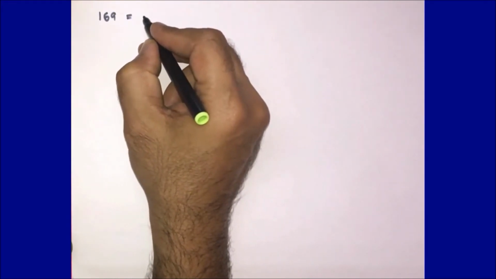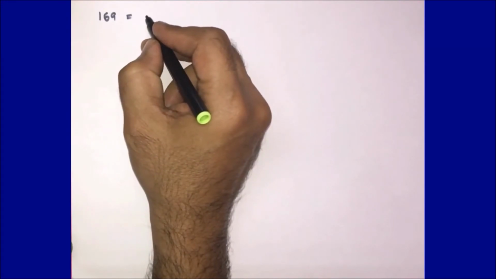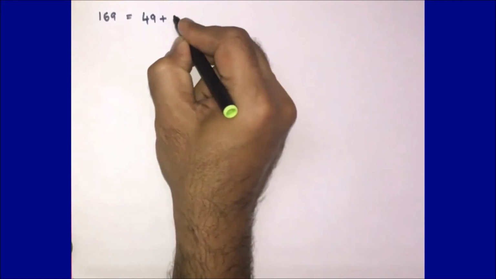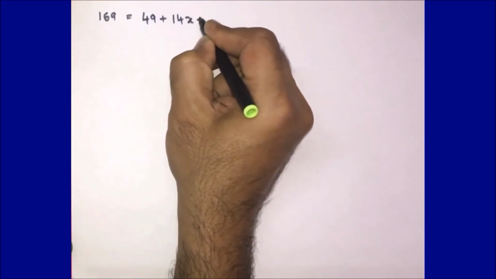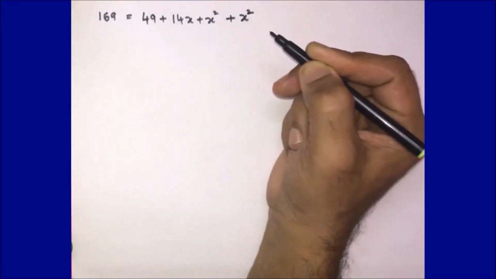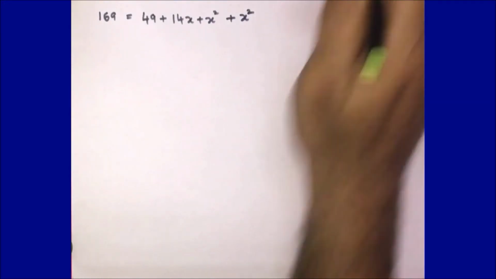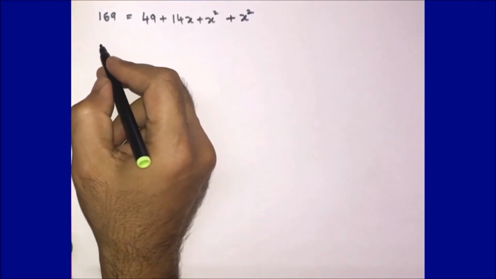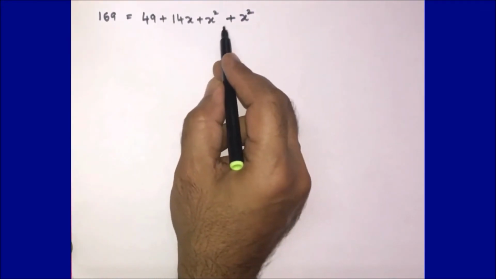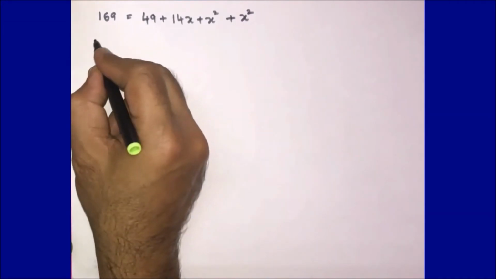Let us solve 7 plus x whole squared using (a plus b) whole square. I can write that as 49 plus 14x plus x to the power 2, and this one is also, we have another x to the power 2. This is what I have. Now I can write 169 is equal to 49 plus 14x plus x to the power 2 plus x to the power 2.